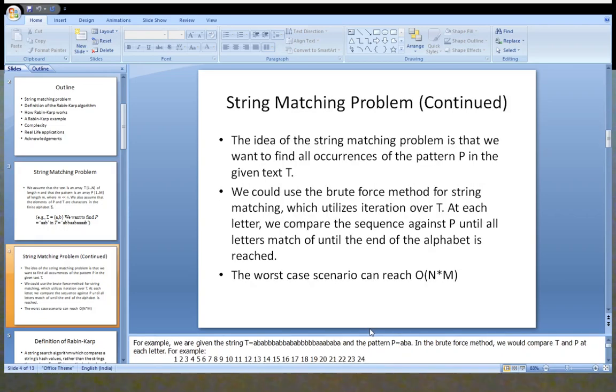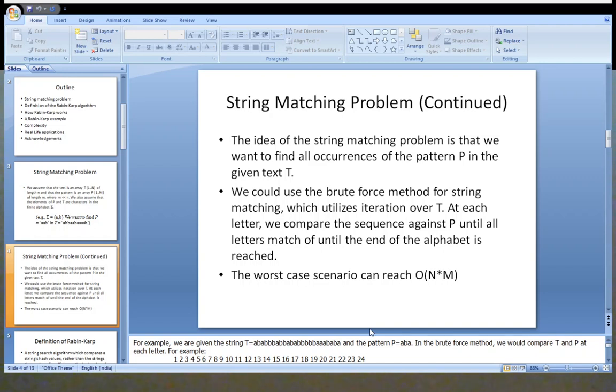The idea of the string matching problem is that we want to find all the occurrences of the pattern P in the given text. You not only have to mention whether the given pattern exists in the given text or not, but you also have to clearly specify how many times the pattern occurs in the given text. So you should analyze the full text length, and not just give an answer in terms of yes or no, but specifically mention how many times the pattern is occurring and at which positions also.